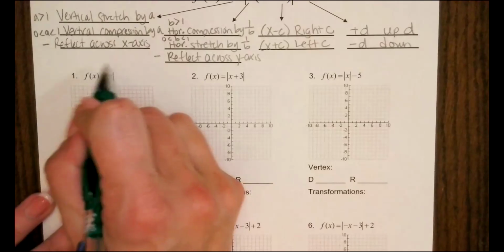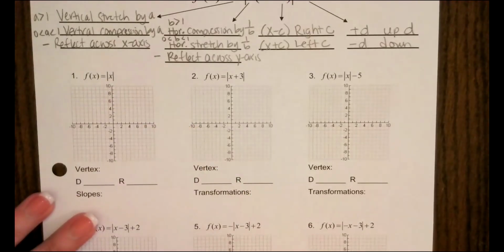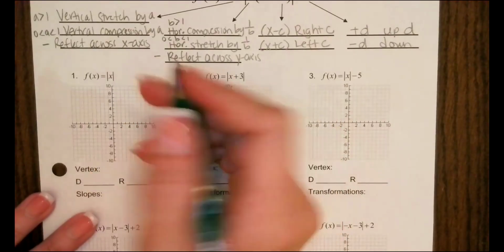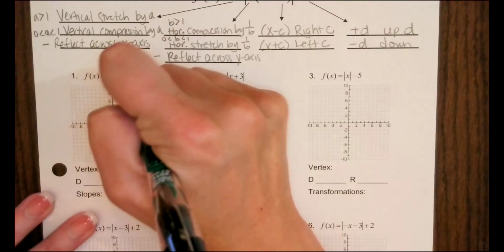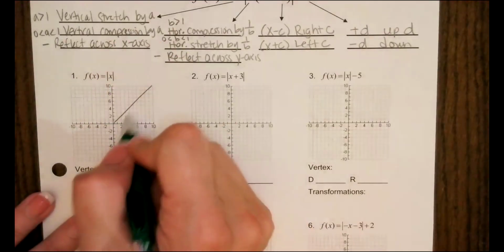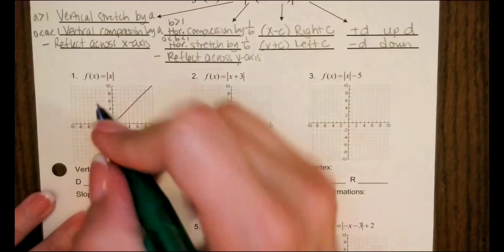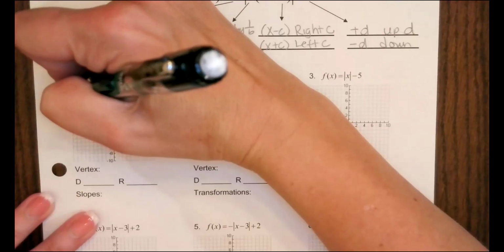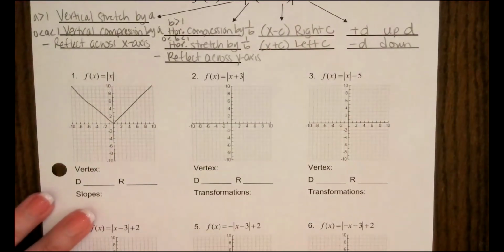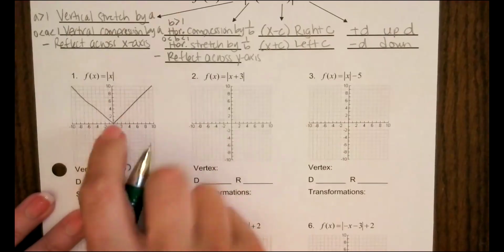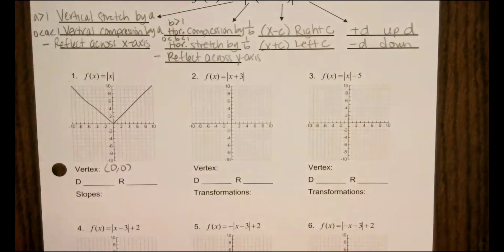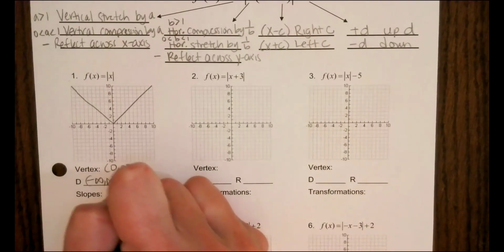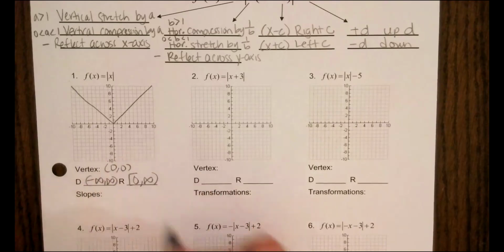This first one is just the parent function. So let's remember what that looked like from our last lesson. Absolute value, that was the V shape. It was two lines basically. So we had a line, the same as a linear parent function in this first quadrant. And then where it would have gone into the negative, it turned it into the positive for the absolute value. So it looks like this. Our vertex there is at 0, 0, that point right there. Our domain was all real numbers. And our range went from 0 to infinity, including 0.